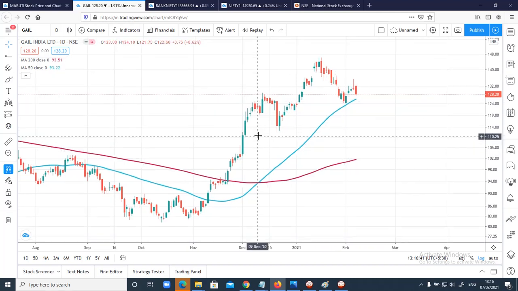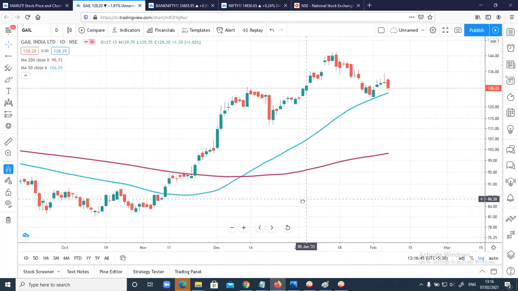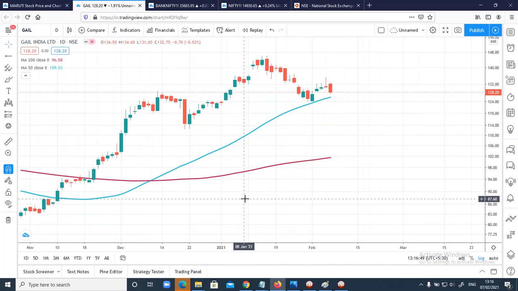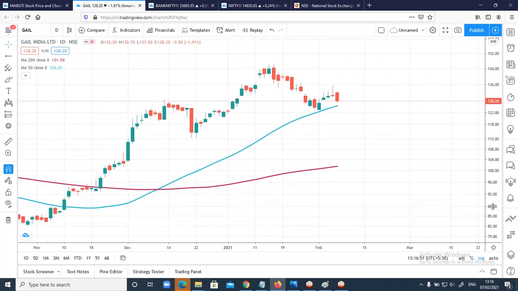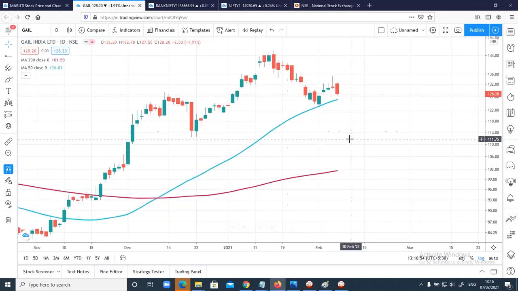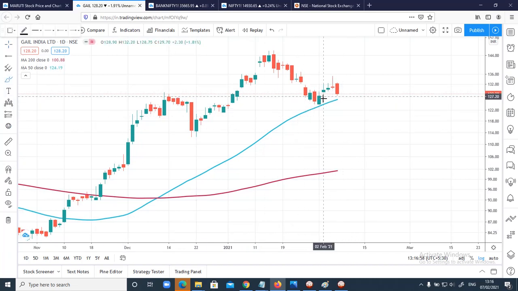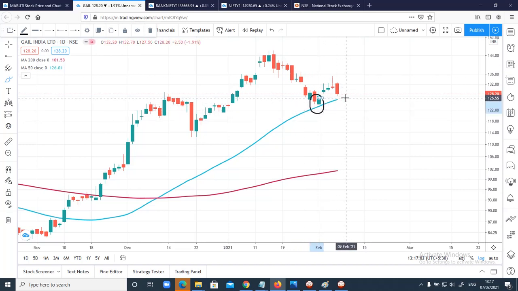Okay, now let's go and see what has happened with GAIL India. GAIL India is forming a head and shoulder pattern and is also taking support at the 50 moving average. You can see here what has happened previously. It has taken support at the 50 moving average and bounced up. Here also it's coming near the 50 moving average. So this point will be very important in GAIL India.